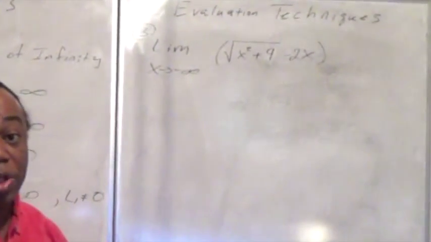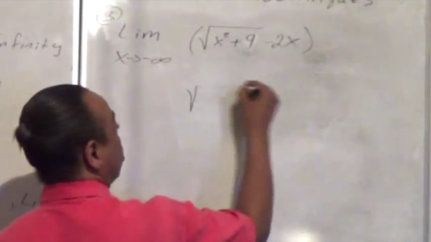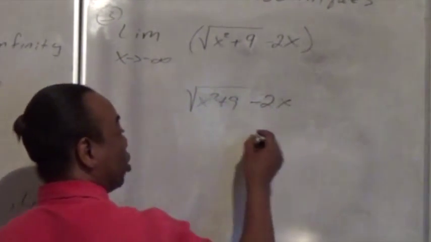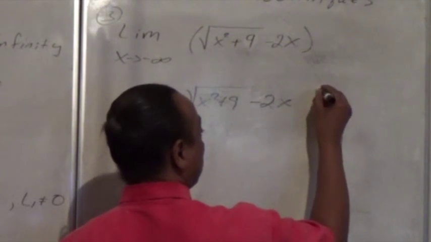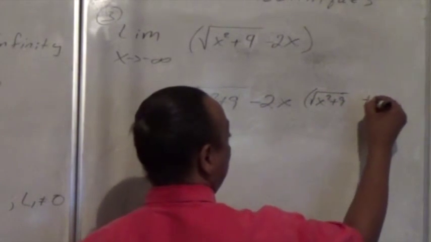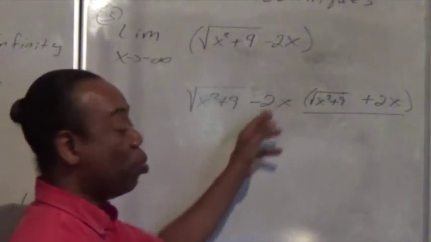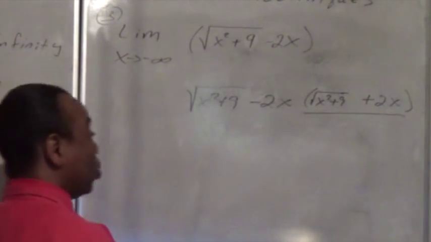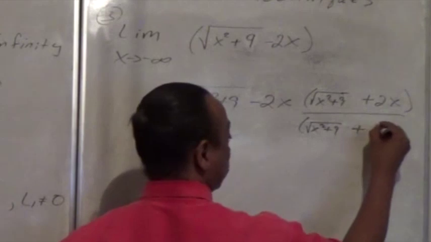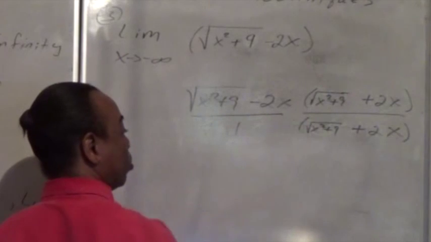Okay, now let's go get the conjugate. Square root of x squared plus 9 all minus 2x. The conjugate of this would be the square root of x squared plus 9 plus 2x. And whenever I multiply the numerator by something, I also need to multiply the denominator by it as well. So the square root of x squared plus 9 plus 2x. And I'll give this a denominator of 1.